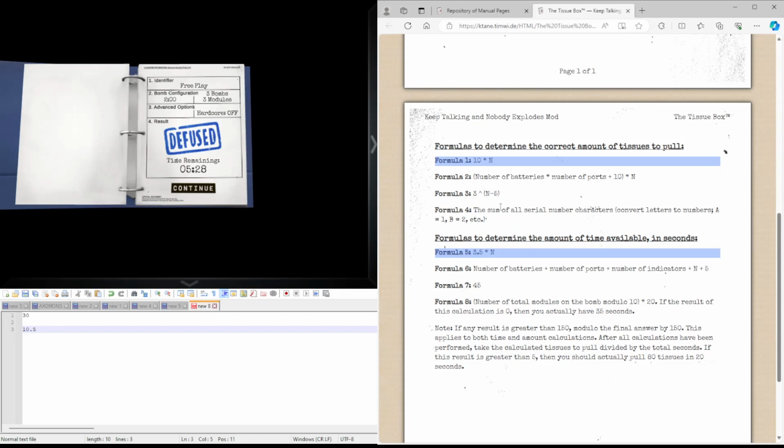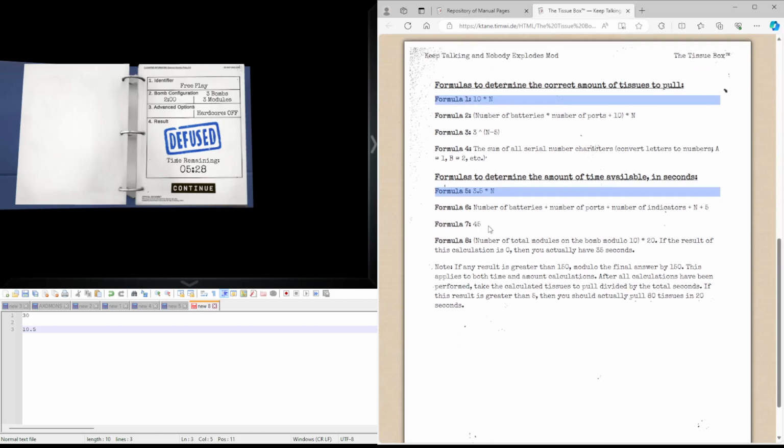Formula 4 we did. Formula 7 is pretty simple, it's 45. And Formula 6 is also addition based: number of batteries plus number of ports plus number of indicators plus n plus 5. So a lot of adding.